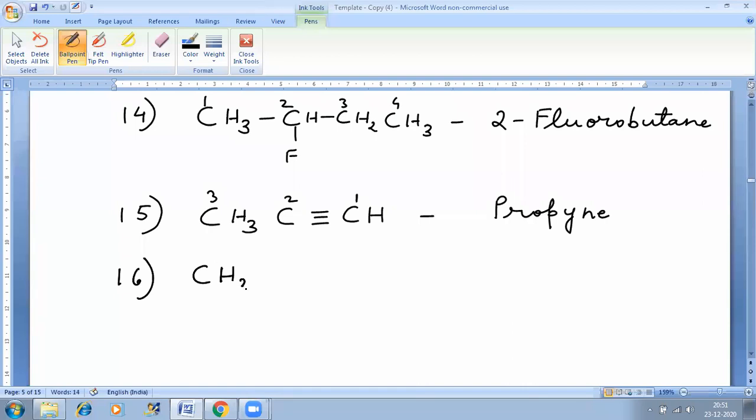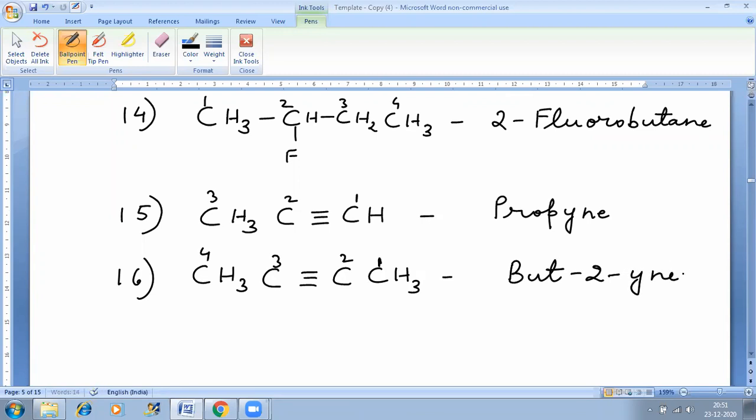What about this one? Butane. No, so again 1 2 3 4, so you will write but-2-yne. Why 2-yne? Second carbon atom has a triple bond, so but-2-yne, also called 2-butyne.